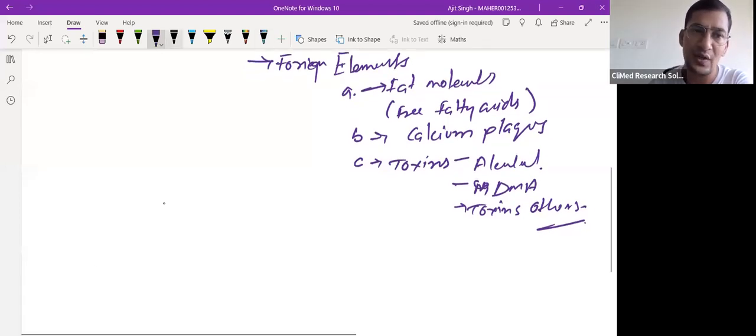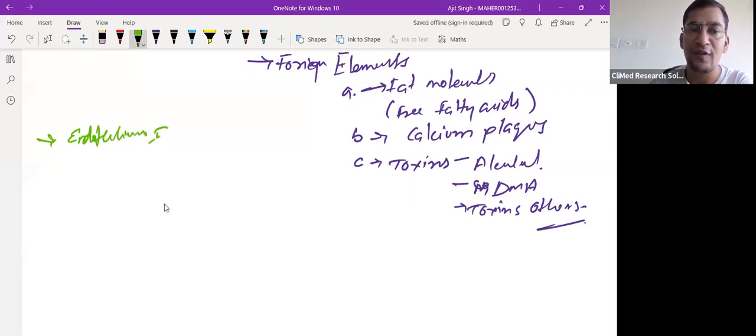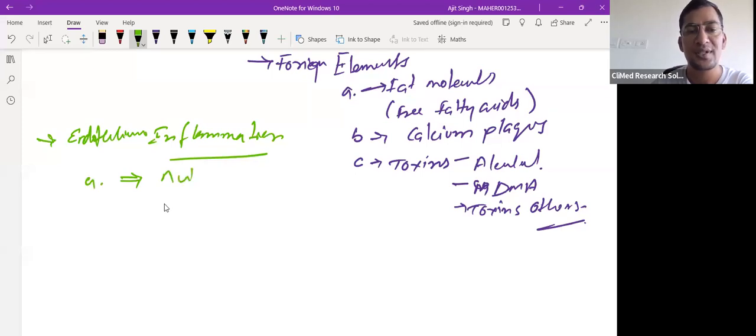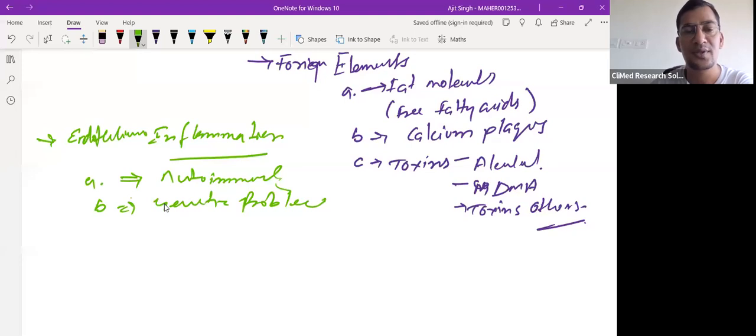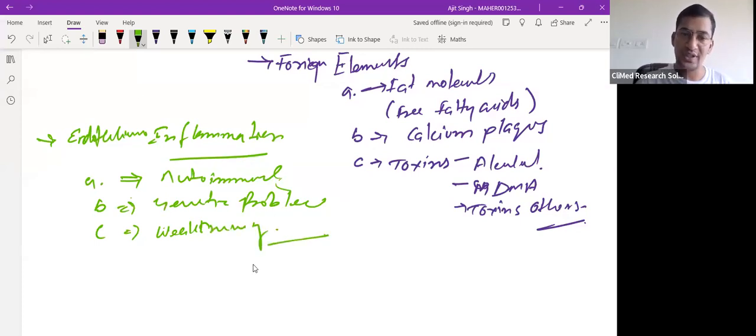The second thing we can write is endothelium inflammation. That inflammation could be because of autoimmune diseases, genetic problems, or usually when the endothelium is very weak. So it can happen due to those things, right?